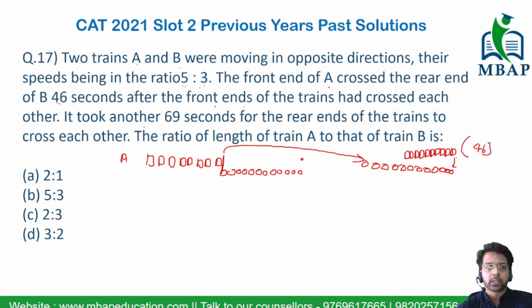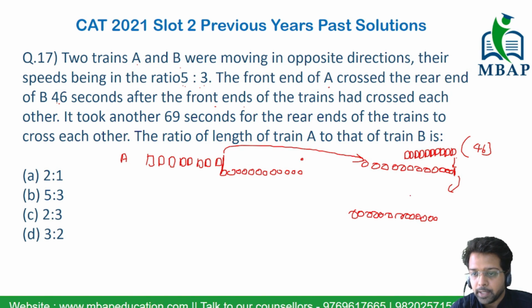Now instance 2, it says it takes another 69 seconds for the rear ends of the trains to cross each other. Now B's rear end is already here. From this instance, let's make instance C. Visualize B to be in this form only. So we are not making any changes in B, but A will now be here. Okay?